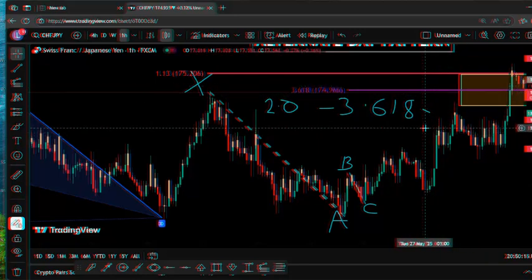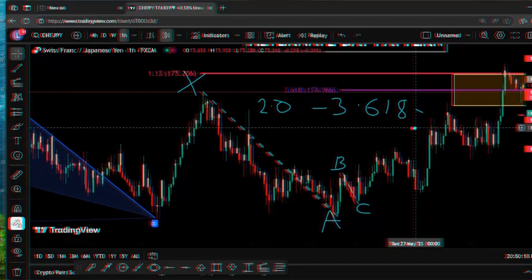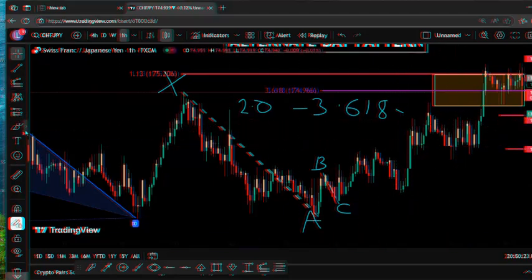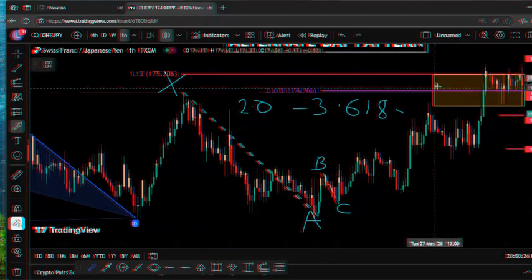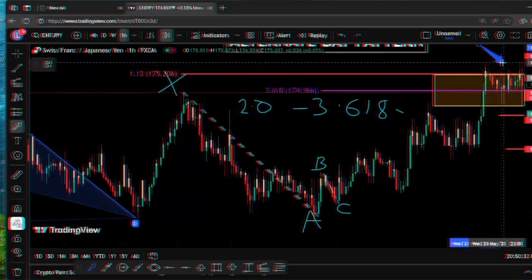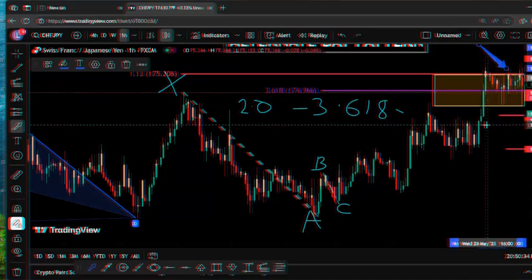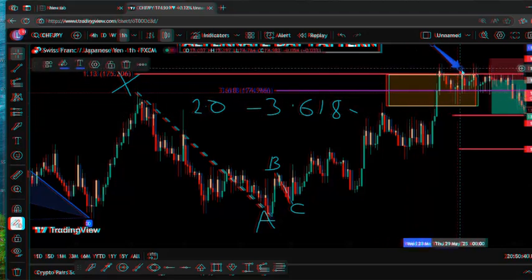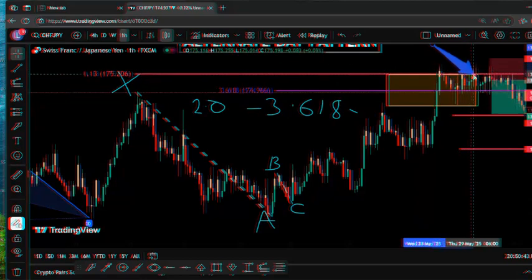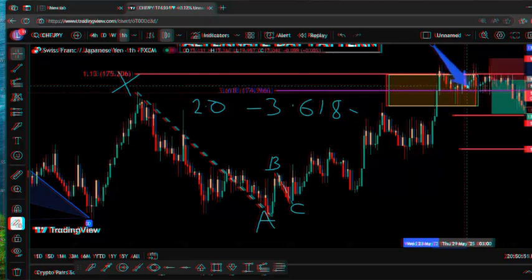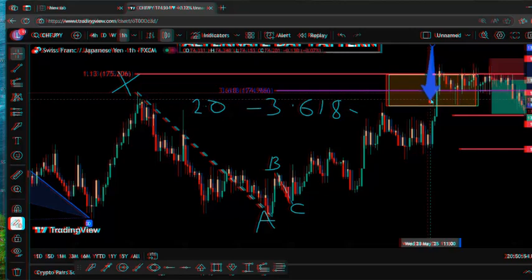All I did was wait for a rejection of the 1.13. When I saw that rejection there, I waited for more confirmation, and then this rejection happened there. This was when I started becoming interested in taking the trade, and this was where I took it, at that rejection candle there. So this was when I took the sell trade.